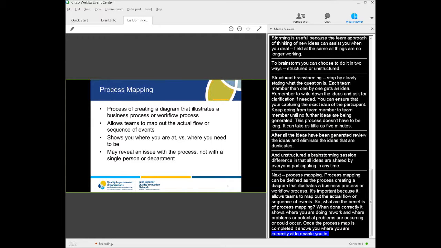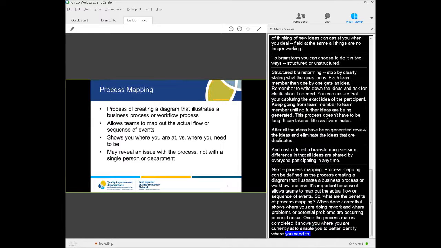Upon completion of process mapping, the resulting tool is called a flowchart.